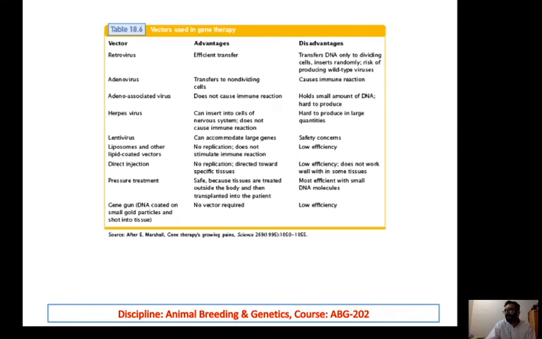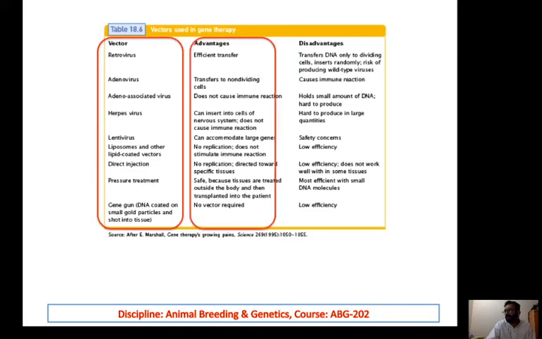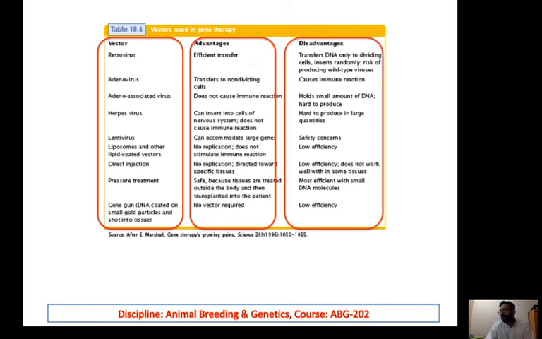Some of the viral vectors which are used in such studies or therapies are given over here. You can see the list of the viruses and then their advantages and disadvantages. For example, the retroviruses are efficient at transfer, but have certain disadvantages: they transfer DNA only to dividing cells, insert randomly, risk producing wild type viruses and cause immune reaction. Similarly, the adenoviruses cause immune reactions, but they have the benefit of transfer to non-dividing cells. The retroviruses can only be transferred to dividing cells. Sorry.